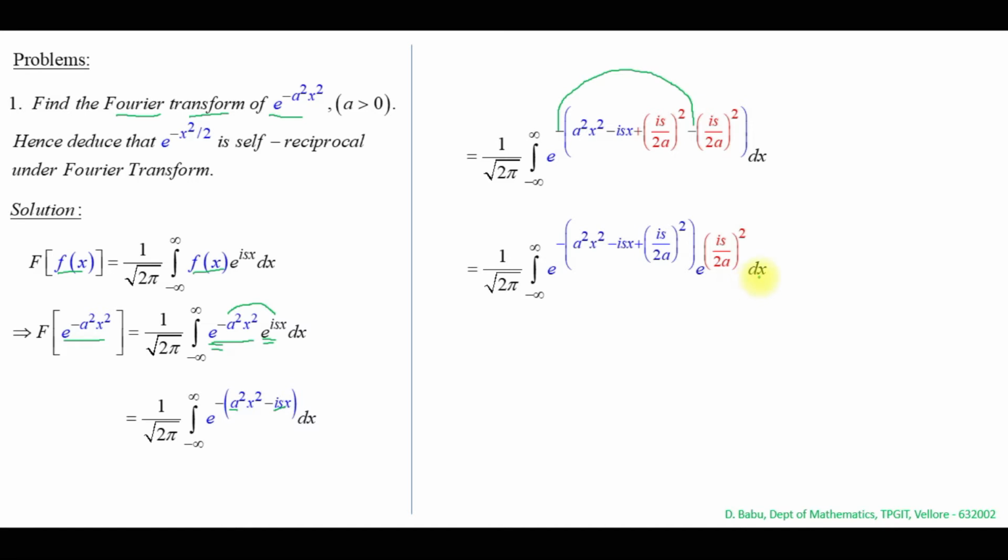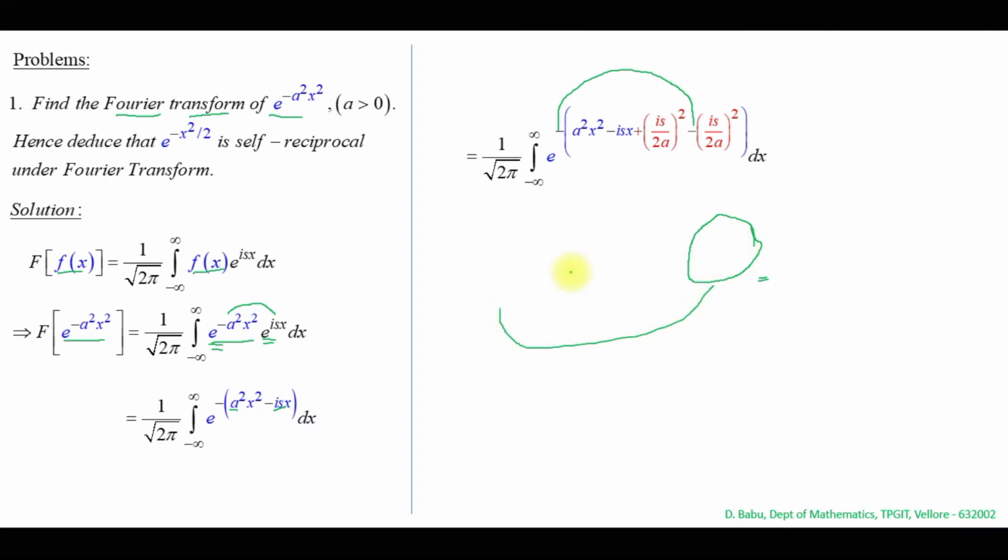Note that we are integrating with respect to x. So there is no x term; it is a constant. So we take it outside. This is of the form a square minus 2ab plus b square. What is the first term? ax, the whole square. Next, what is the sign? Minus. What is the last term? i s by 2a. Therefore, this can be written as ax minus i s by 2a the whole square.